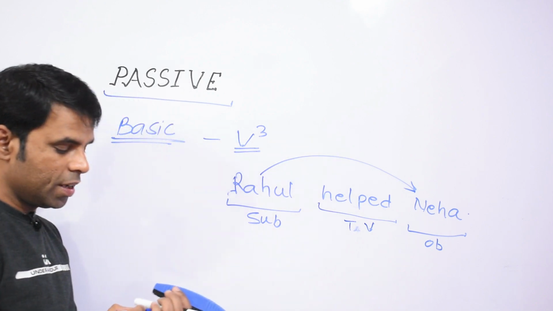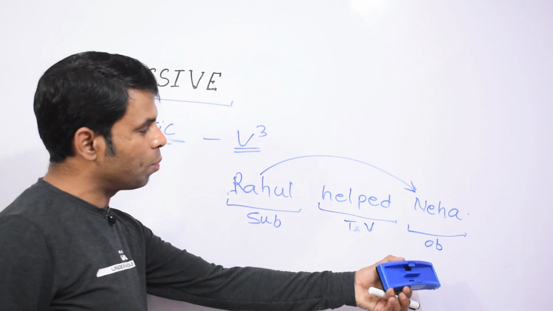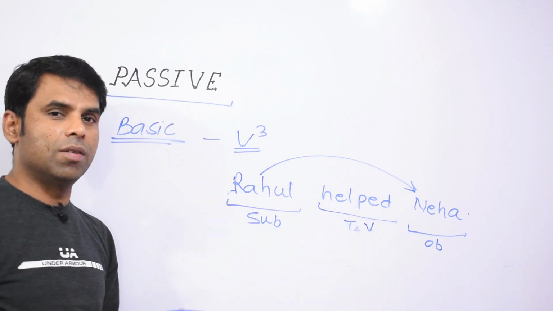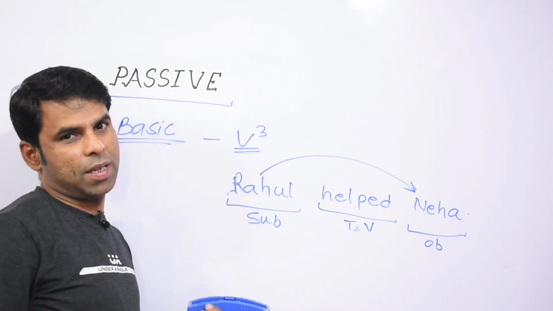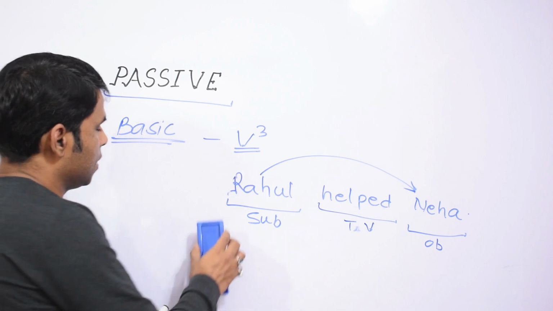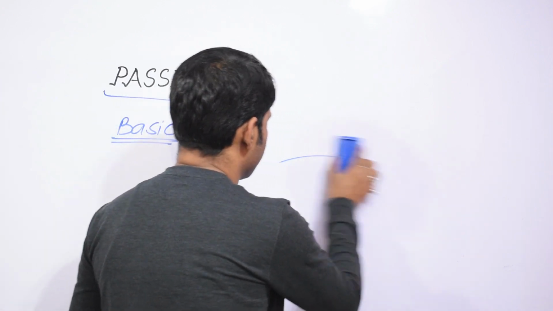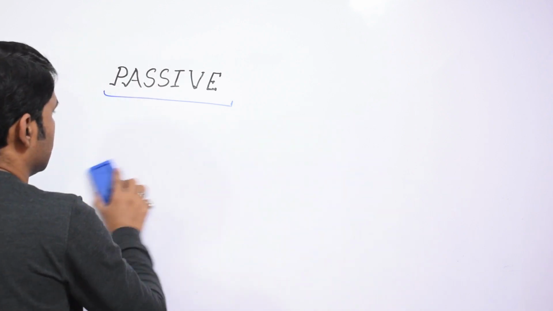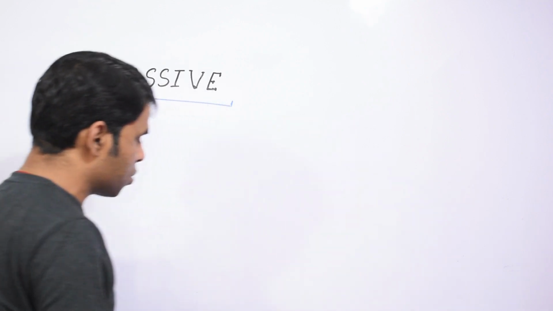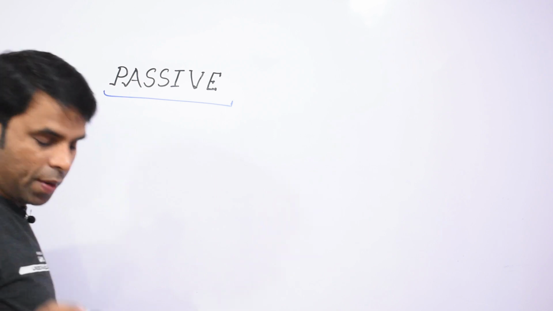So we need a transitive verb. That means we need an object, or we need to actually make the passive sentence. Okay, so yes, this was about the transitive verb. Now let's talk about the formulation. Before that, we need to talk about the usage. When do we use the passive forms?